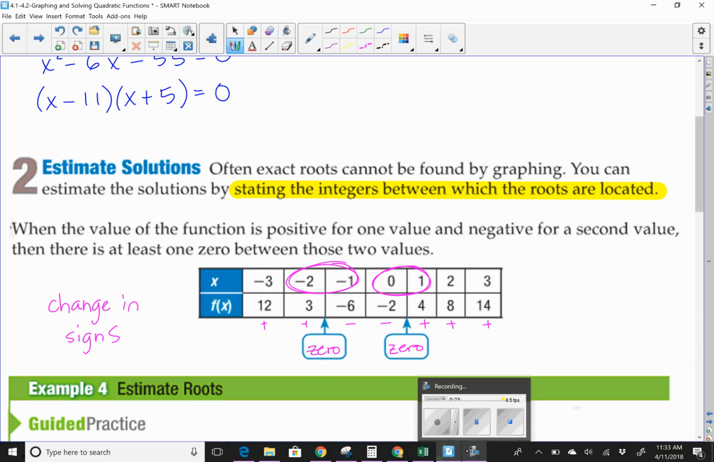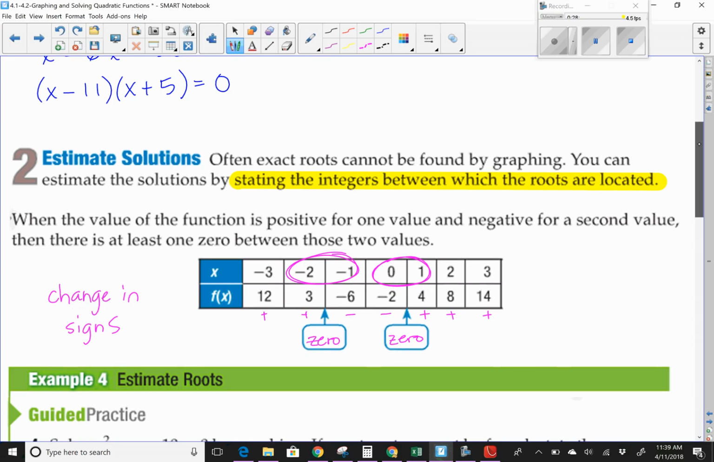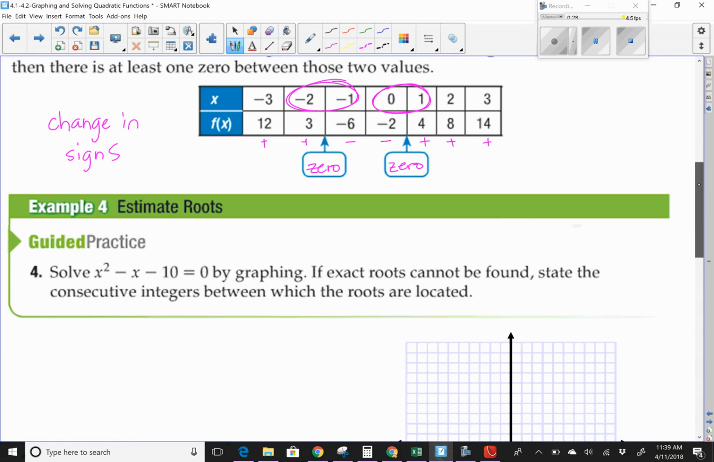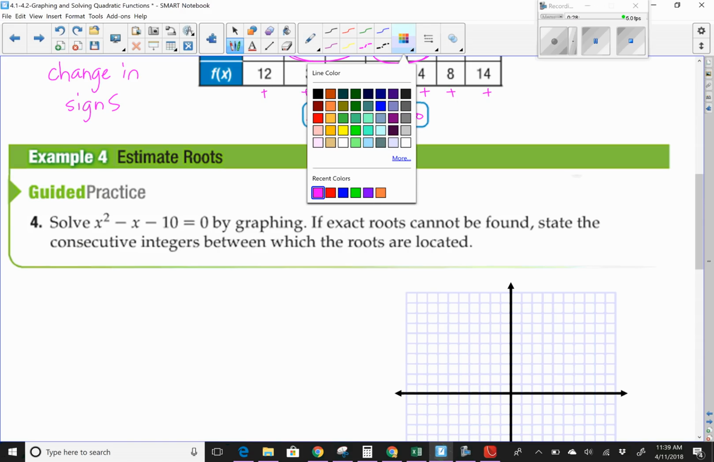Okay, on these last three problems, this says to estimate the roots. Solve x squared minus x minus 10 by graphing. We haven't talked about factoring yet. So if exact roots cannot be found, state the consecutive integers between which the roots are located.